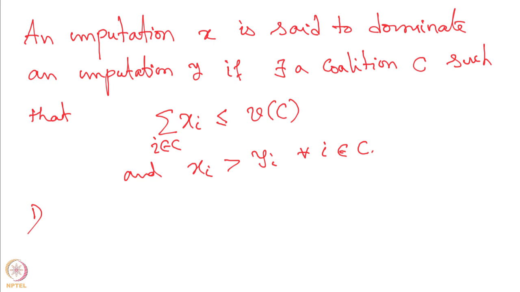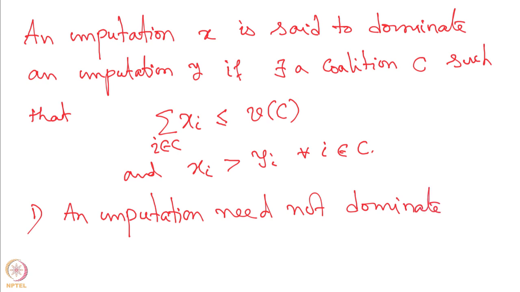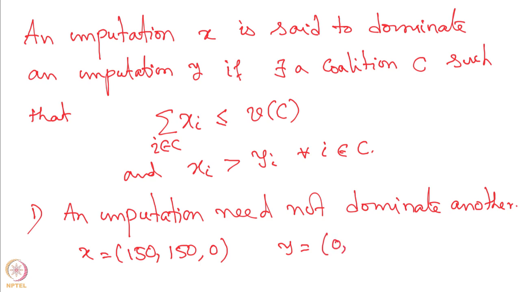Now, there are a few points I would like to mention here. An imputation need not dominate another imputation. For example, in the majority game, the dividing the dollar game, where if two of them choose the same thing, x equals 150, 150, 0 is one imputation, and y is another imputation with 150, 150. You can see that x does not dominate y, and vice versa. So, that is one point.